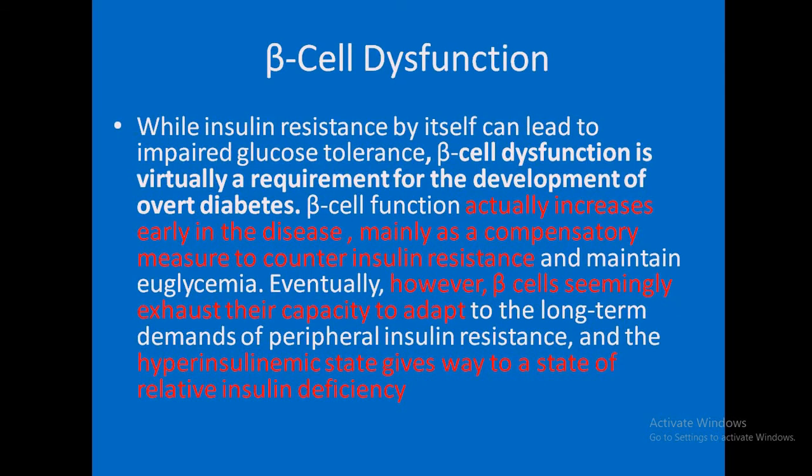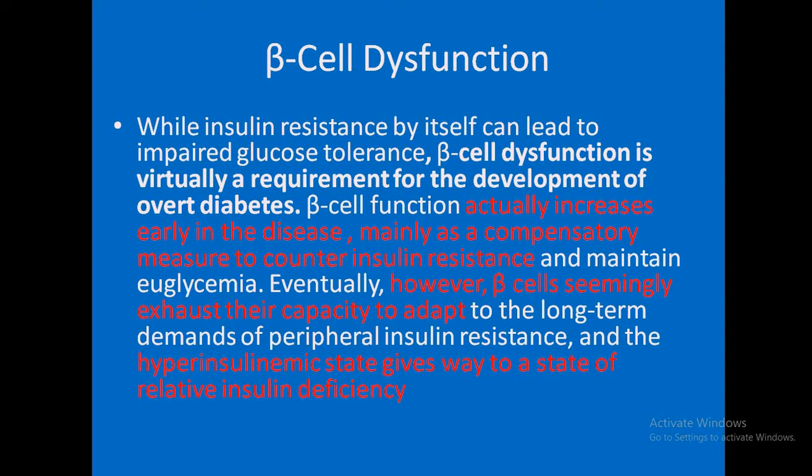Now about beta cell dysfunction. The insulin resistance leads to impaired glucose tolerance, while the beta cell dysfunction is virtually a requirement for the development of overt diabetes. Without the beta cell dysfunction, the diabetes will not be formed, or it will not lead to the development of diabetes without beta cell dysfunction.